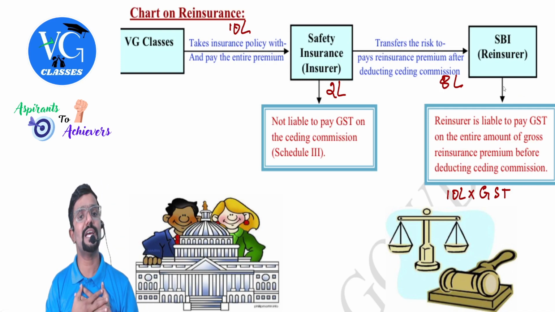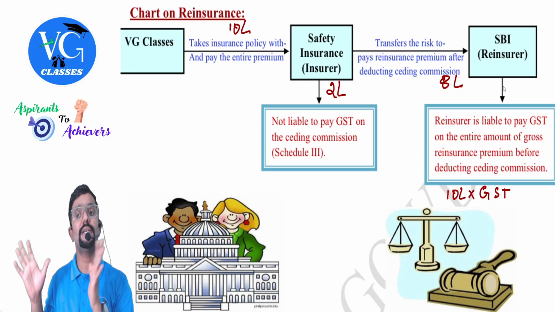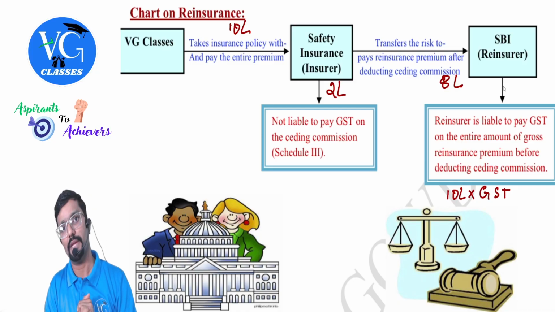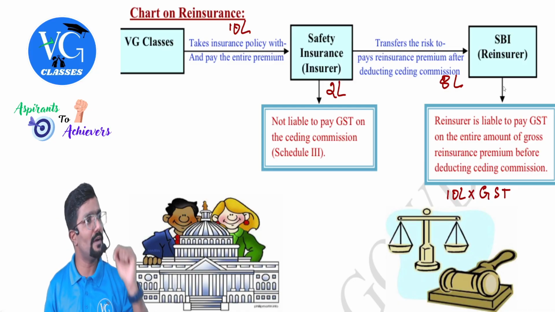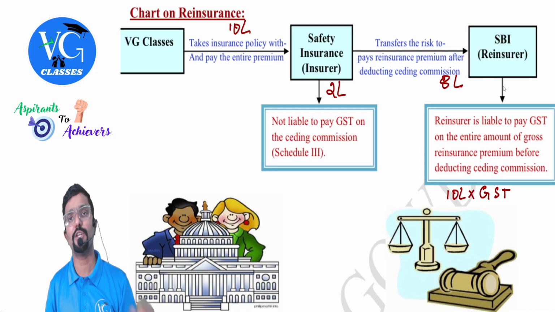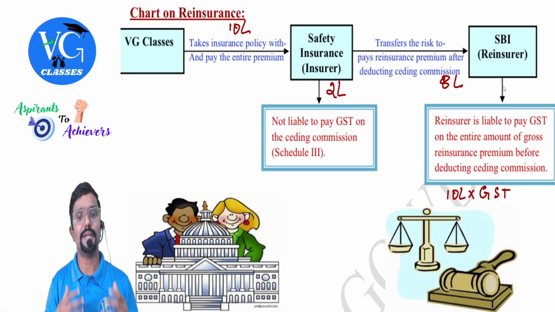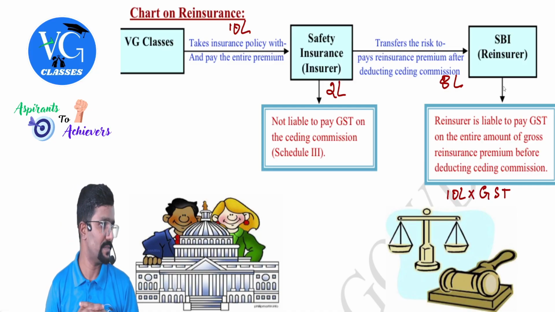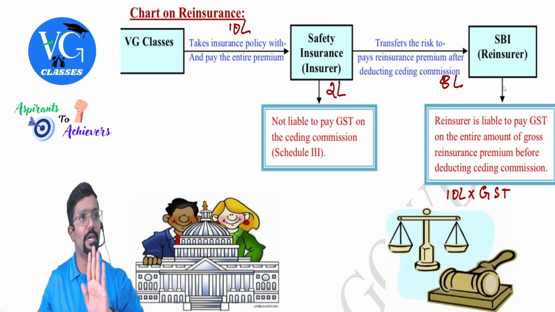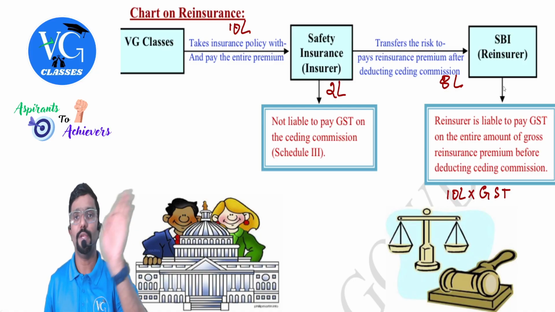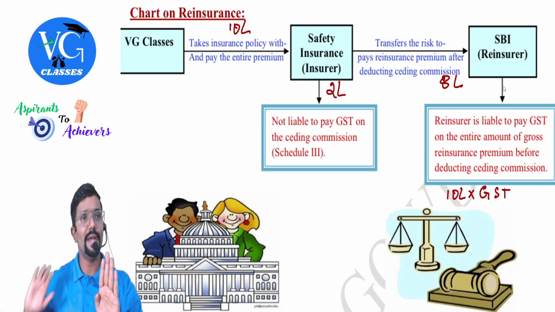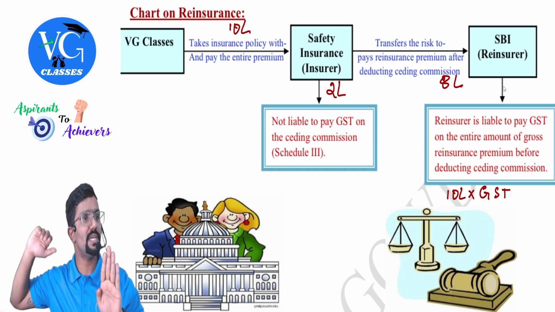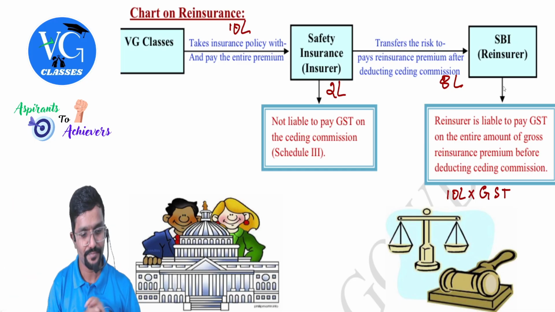How much did VG Classes pay totally? 10 lakh. But on this amount, who should pay GST? Entirely it has to be paid by SBI. Even though 2 lakh is the earning of Safety Insurance, will Safety Insurance pay GST on it? No. That is what is covered in Schedule 3, guys. Schedule 3. Clearly they told, Safety Insurance, you need not pay GST, provided SBI has paid GST on 10 lakh.